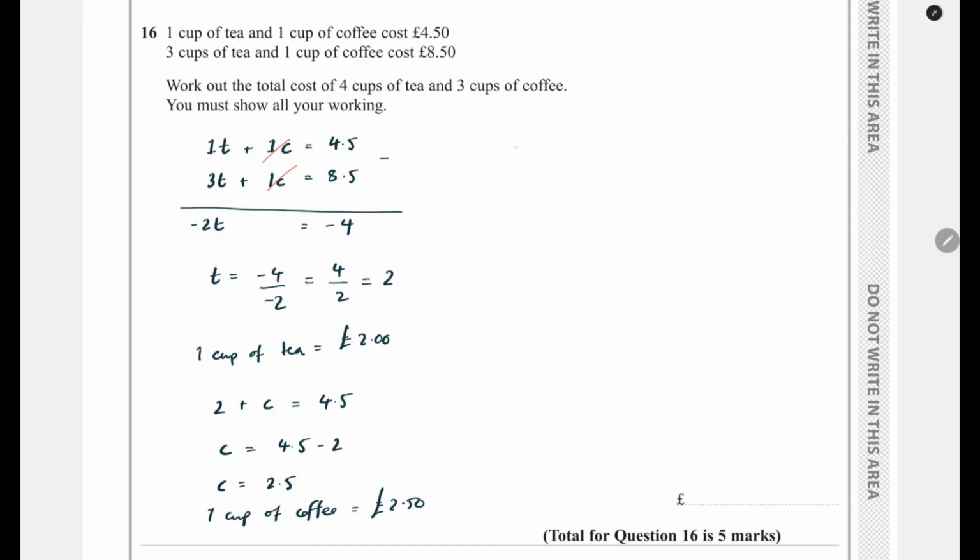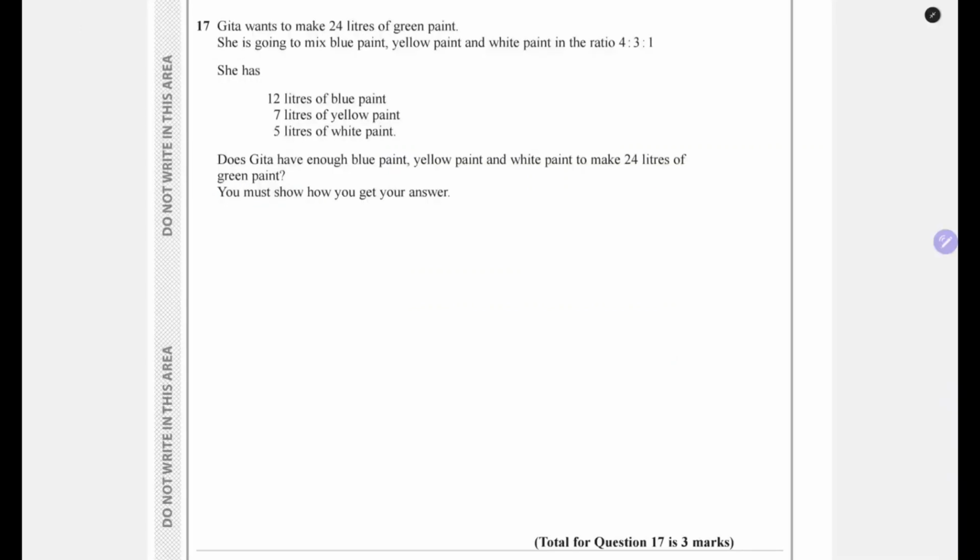The question is asking us to work out the total cost for 4 cups of tea and 3 cups of coffee. So we have 4 cups of tea plus 3 cups of coffee. We need to work out how much that costs. So we know that a tea is £2, so 4 times 2 plus 3 times 1 cup of coffee, which is £2.50. 4 times 2 is 8. And 3 times 2.5 is 7.5. And 8 plus 7.5 is 15.5. Or in our case, £15.50.